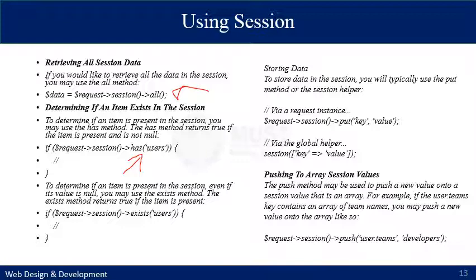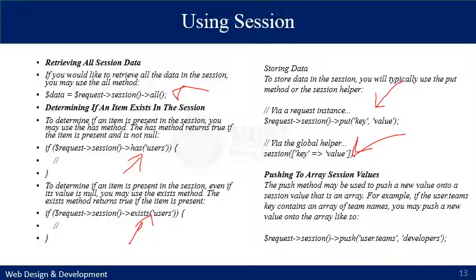The has method returns true if the item is present and not null. To determine if an item is present in the session even if the value is null, you may use the exists method, and this exists method returns true if the item is present. You can also use the session to store data. You will typically use the put method or the session helper. The session helper was discussed in the last slide, and this shows the session put method to store some value into a session object.